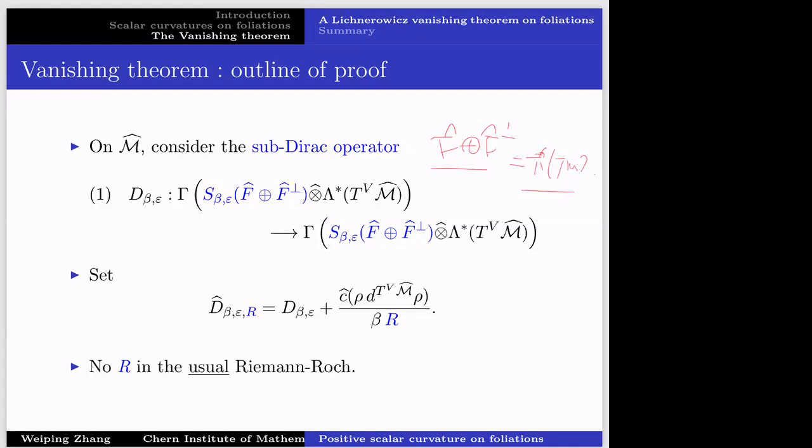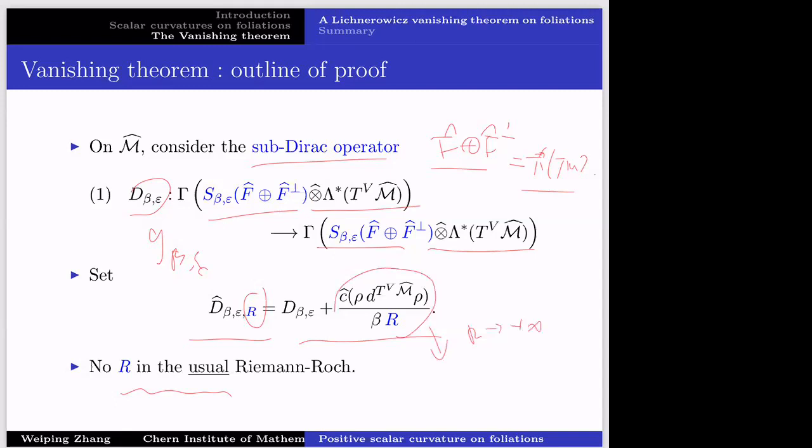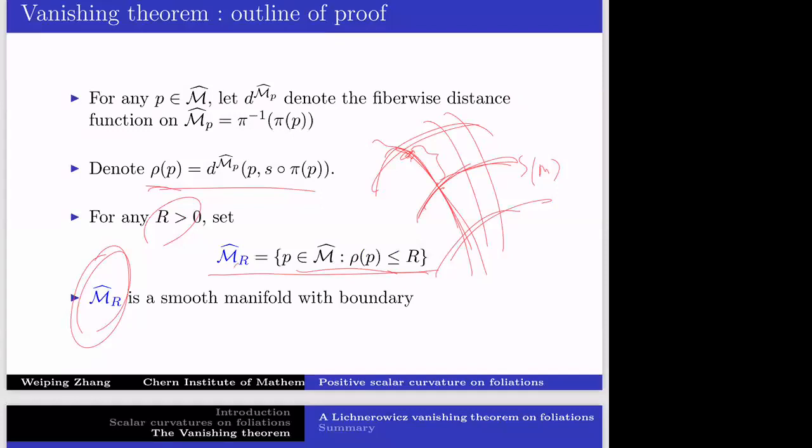Beta epsilon means that this metric depends on beta and epsilon, spin. And on the vertical bundle, we take the exterior bundle. This is a sub-Dirac operator. Moreover, for this R, we define a deformation of this sub-Dirac operator by this extra term R. Here, if you fix some neighborhood of the boundary, then you take R to infinity, this will tend to zero. But here, this is why we consider this neighborhood where R is large. This would be a large disk bundle, so we enlarge the fixed neighborhood.